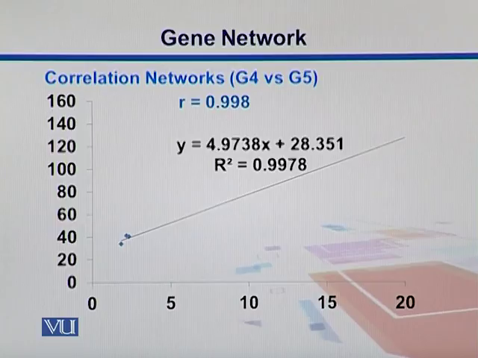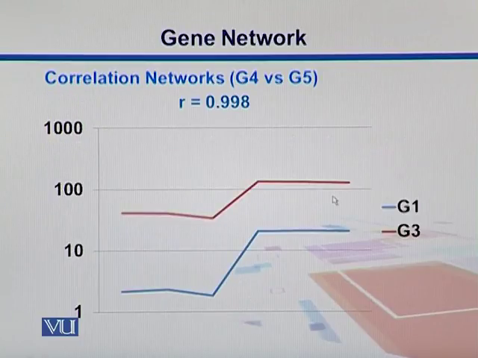We take another example. So we have G4 and G5. Here we have a correlation equal to 0.998. We come up with the correlation value of 0.998, which is approximately equal to 1. So both of them are increasing in expression. So there is a strong positive correlation between these two.